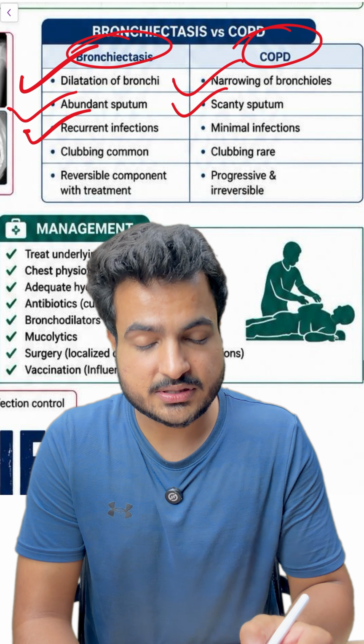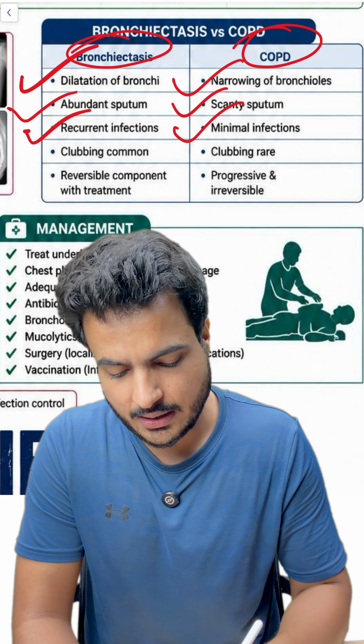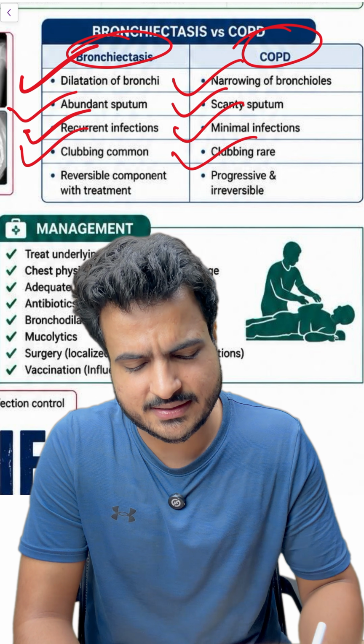There would be recurrent infections in bronchiectasis, whereas there are minimal infections in COPD. Clubbing is a general finding which you will see in patients of bronchiectasis, which is rarely seen in COPD.